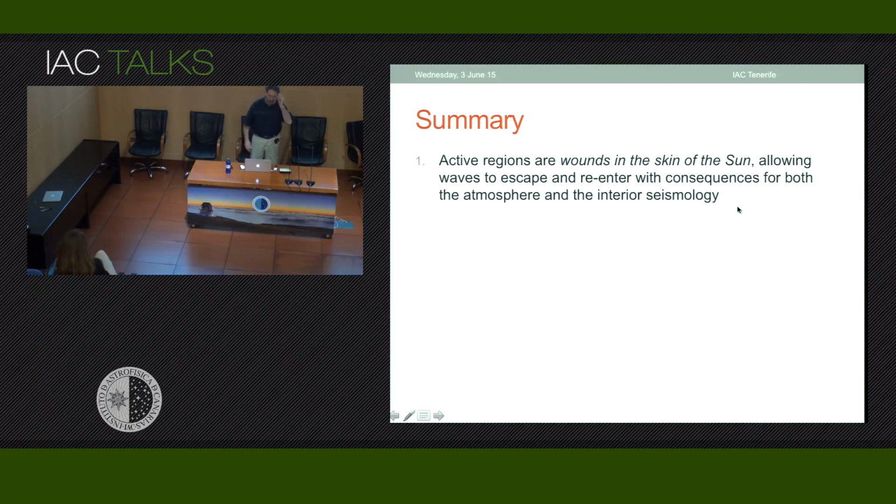Alright. Okay, so my summary. Active regions are wounds in the skin of the sun. Waves can escape and re-enter through these wounds. That has implications both for the solar atmosphere and the solar wind, as well as the solar interior. Why for the solar interior? Because the waves that have been out into the atmosphere and suffered these various effects, when they go back in, they will carry the memory of that. So the seismology of the sun is changed by the fact that there was this open window.